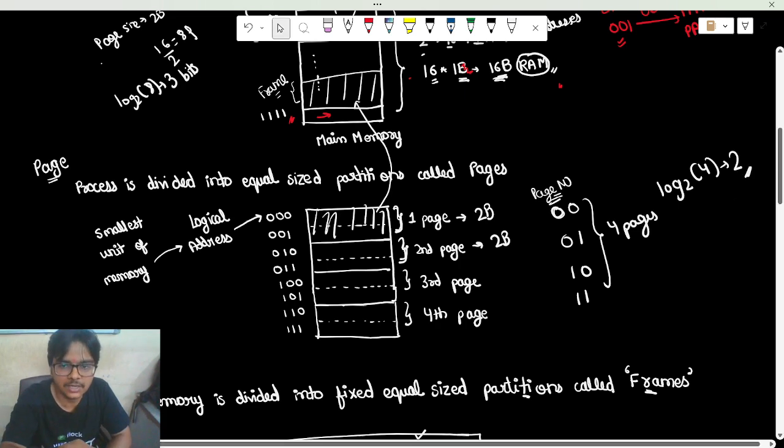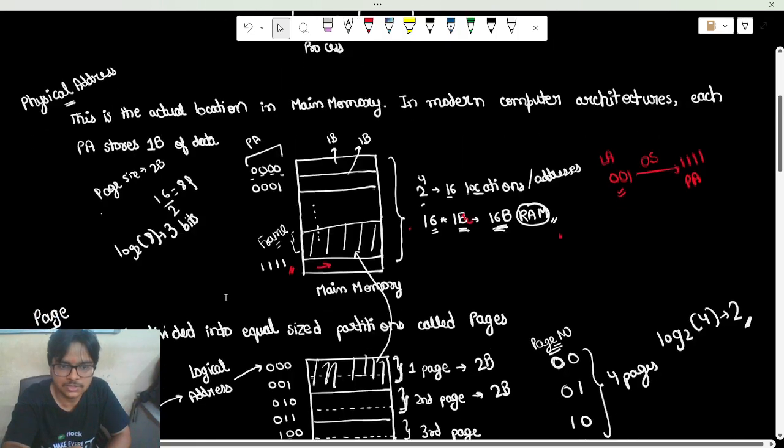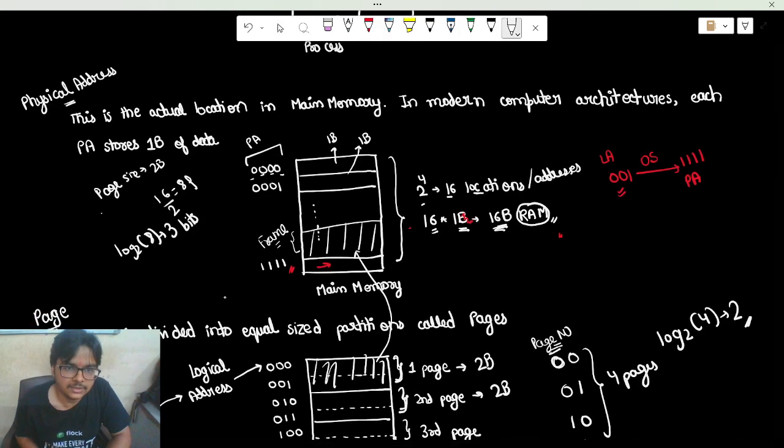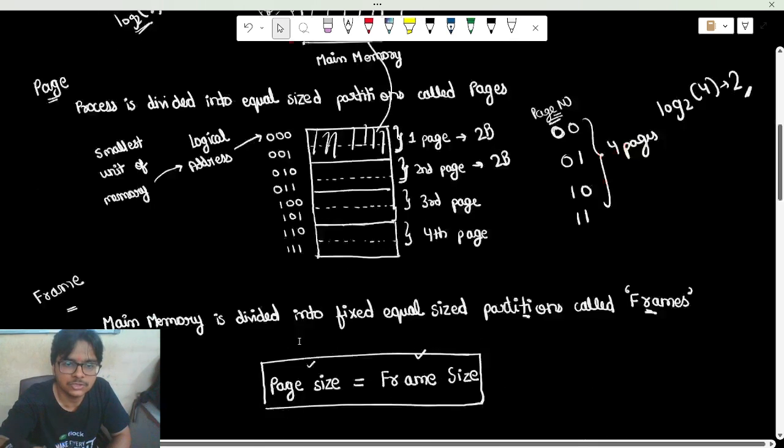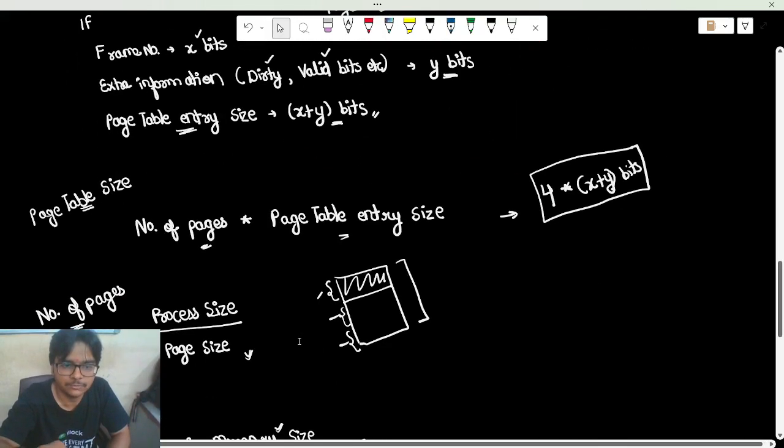And similarly, how to know how many bits are required for frame number? So that is also simple. First of all, you get the number of frames, which is here 8. Okay, and then log base 2 of 8 becomes 3 bits. So this is your bits required for frame number.